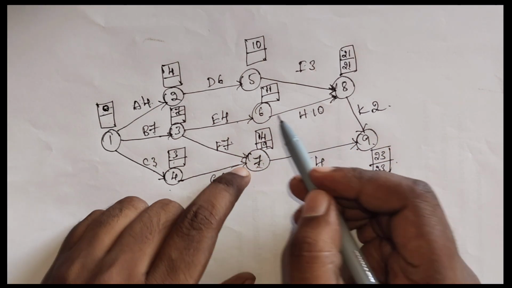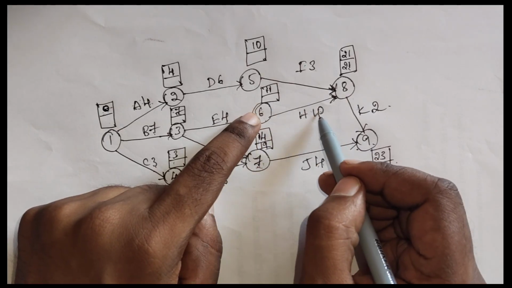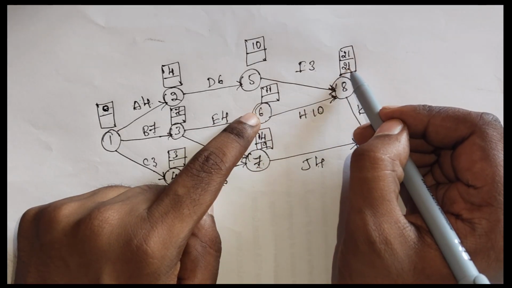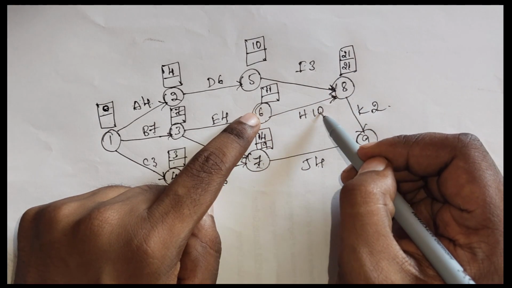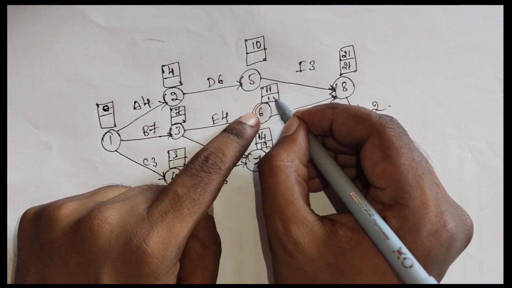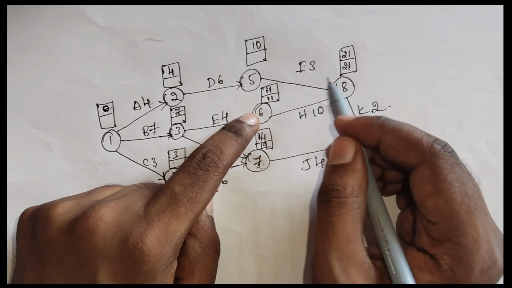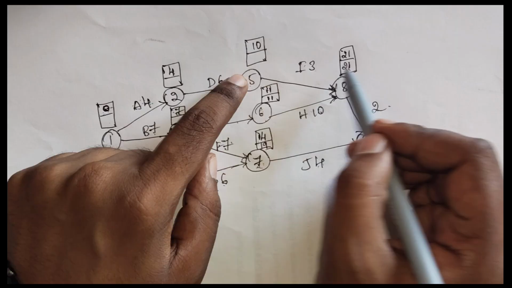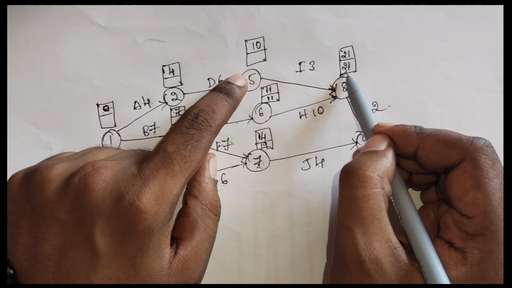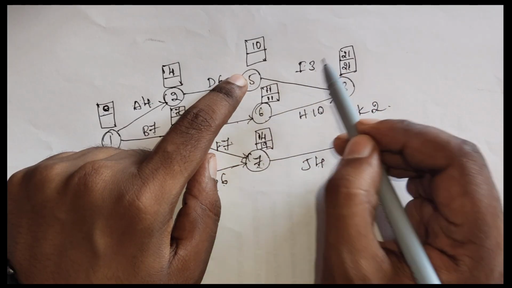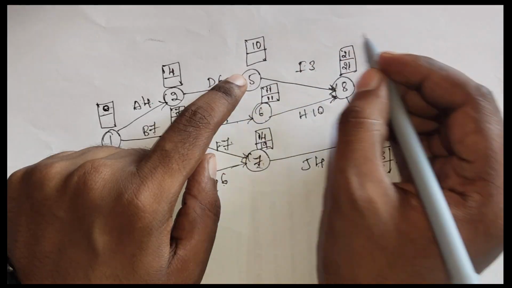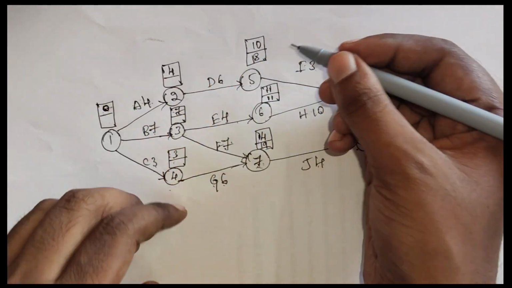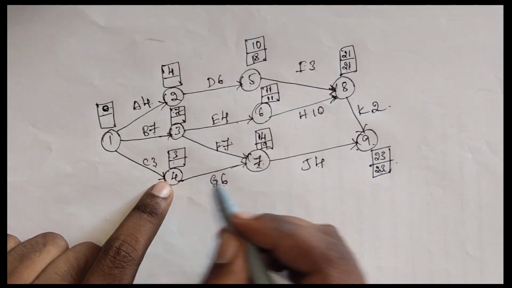So 7 done. Next, move to the 6. For 6, the duration is 10 and the latest finish is 21. 21 minus 10 is going to become 11. Done. And then move to 5: it has duration 3 and the latest finish is 21. 21 minus 3 is going to become 18. Next, 5 done. Move to the 4.